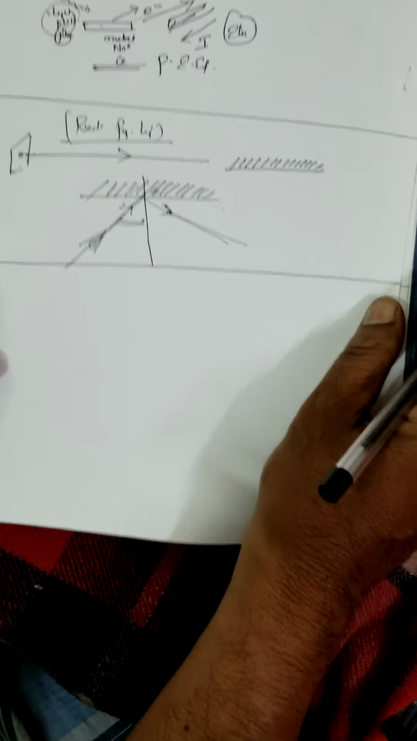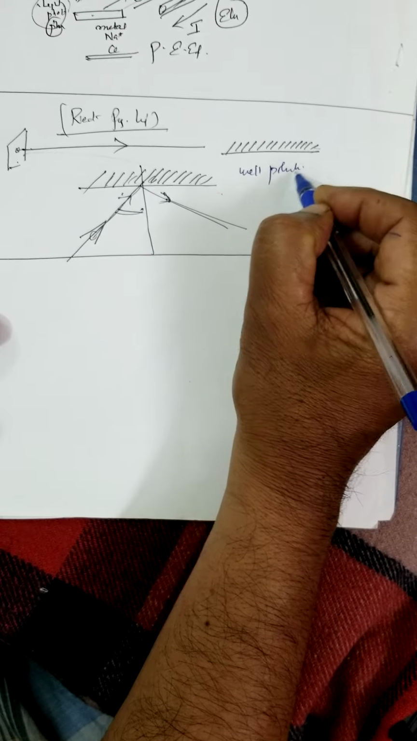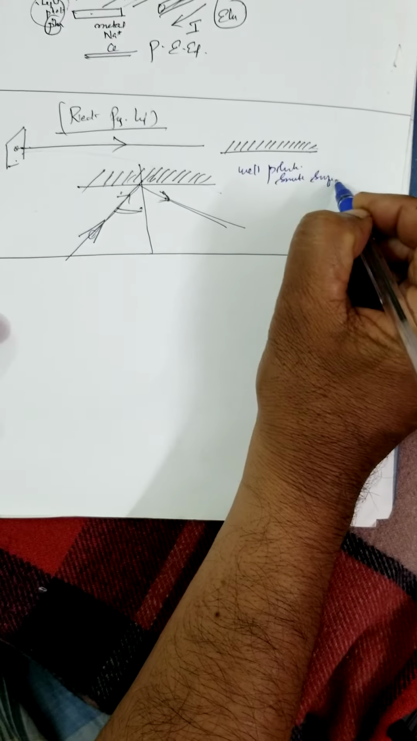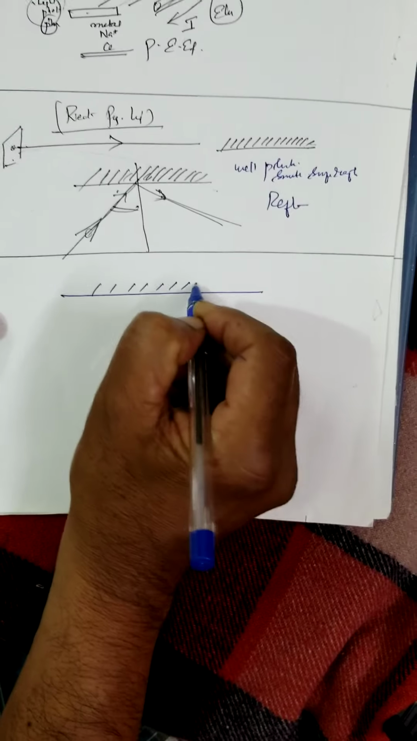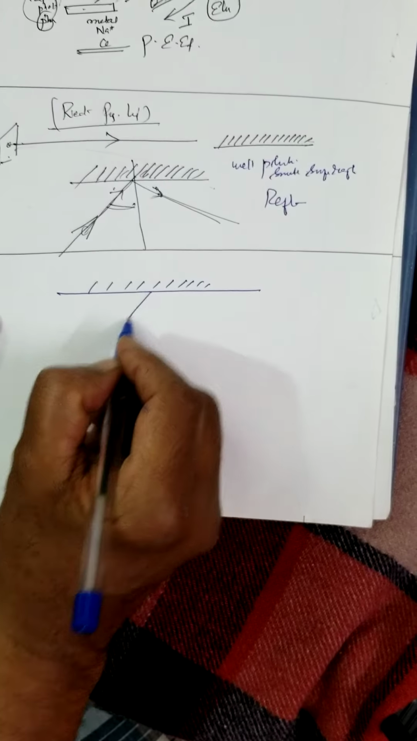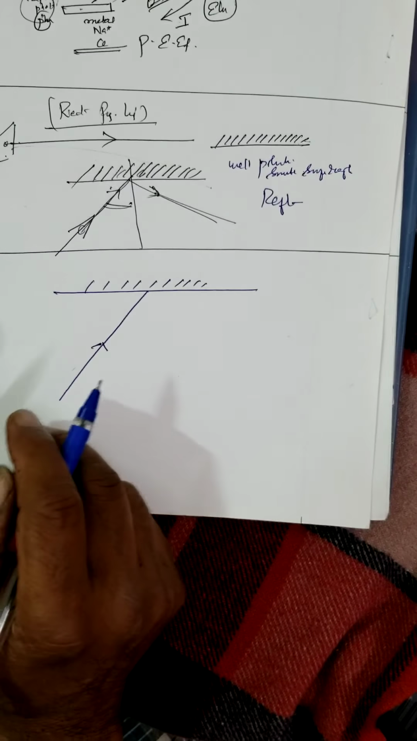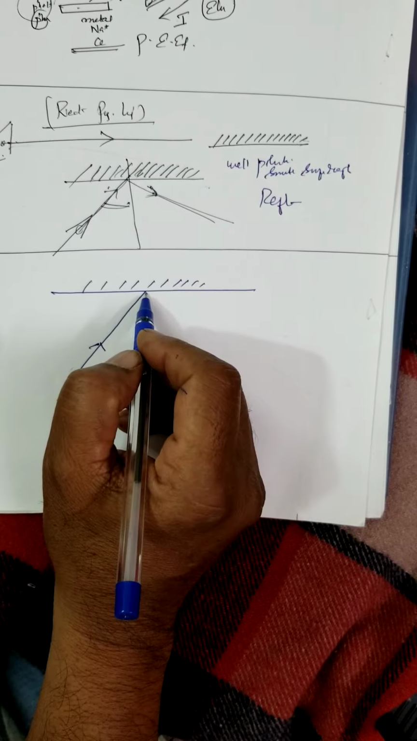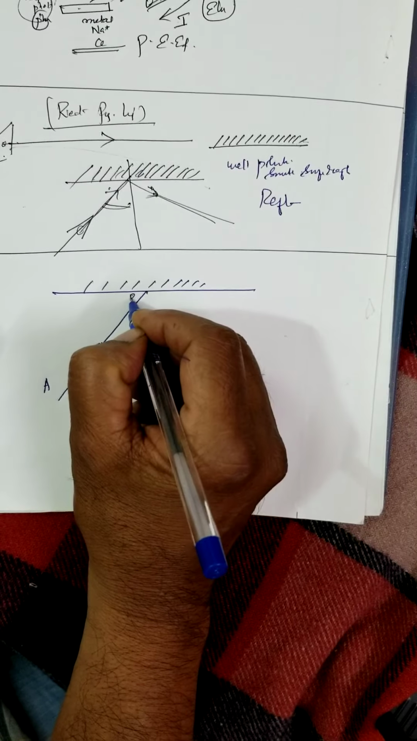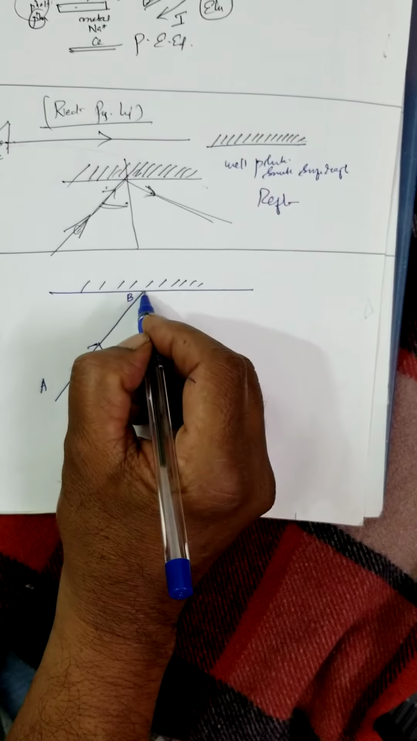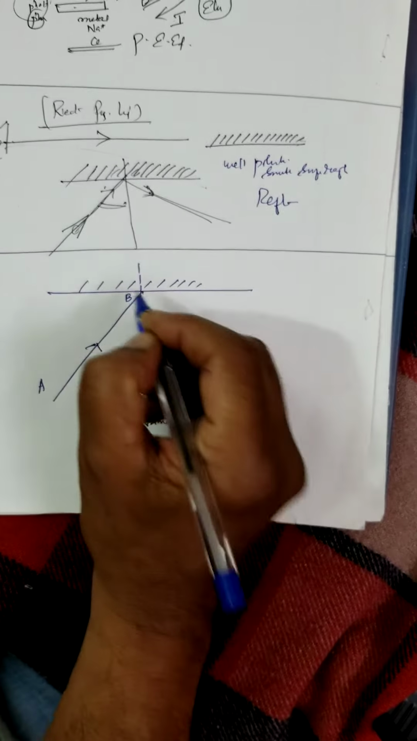Now, there are certain laws. First, the laws of reflection. A well polished smooth reflecting surface is called a mirror. You take a mirror. Now I am sending one particular color, say red, a monochromatic light. Mono means single color. When the light travels in this direction, A, B, it hits here, and at this point I draw a normal. What is a normal? Normal means perpendicular. This is called the normal, perpendicular to the mirror.